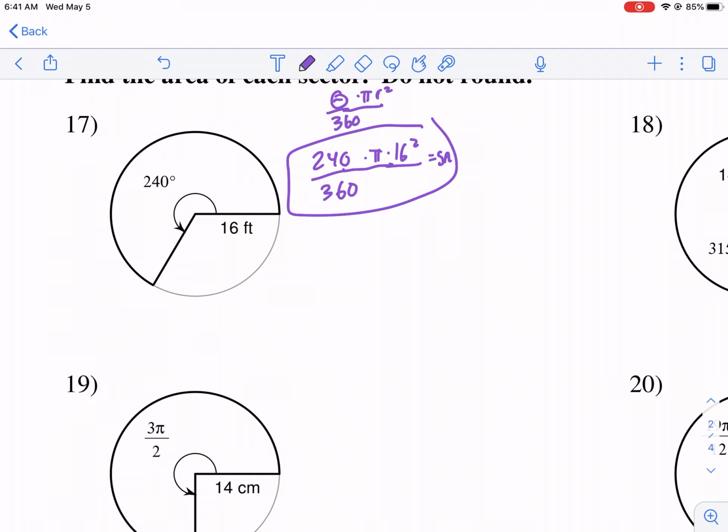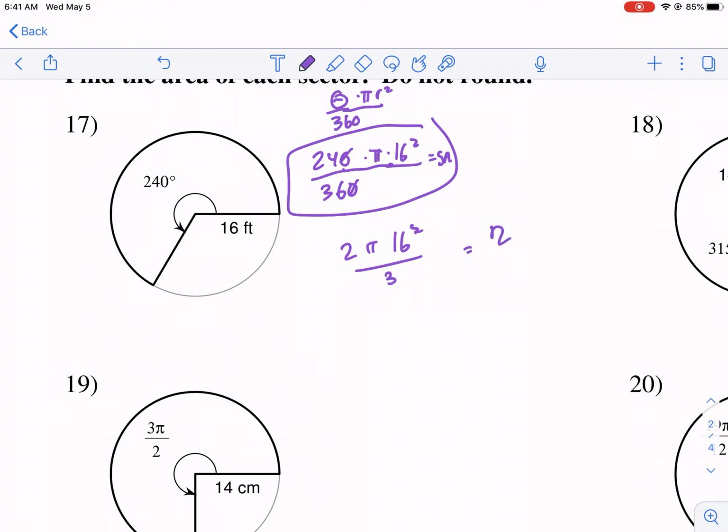Now what we're going to do is we're going to simplify. So I'm going to cross off that. You can divide both 24 and 36 by 12, and you get 2 pi 16 squared over 3. So now I need to do 16 squared. I believe that's 256.